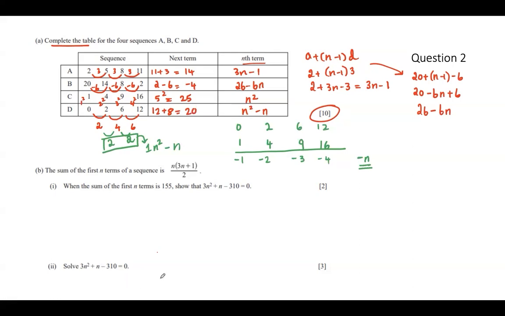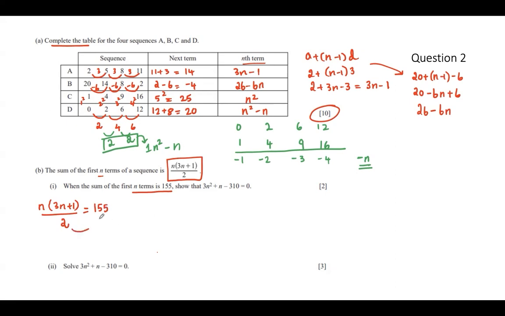Moving on. The sum of the first n terms of a sequence is given here. It is n times 3n plus 1 over 2. When the sum of the first n terms is 155, show that 3n square plus n minus 310 is equal to 0. So when the sum of the first n terms, and we know that the sum of the first n terms is given by this formula over here, so we have n times 3n plus 1 over 2 will be equal to 155.